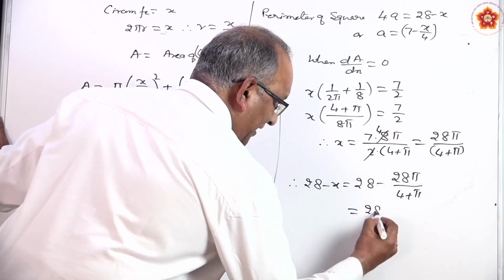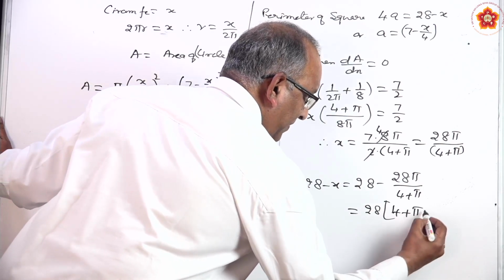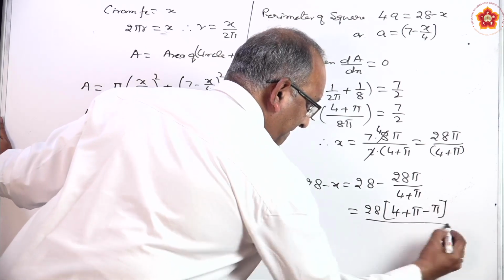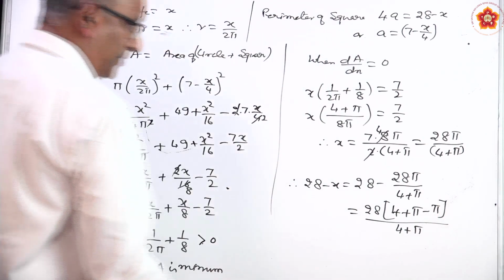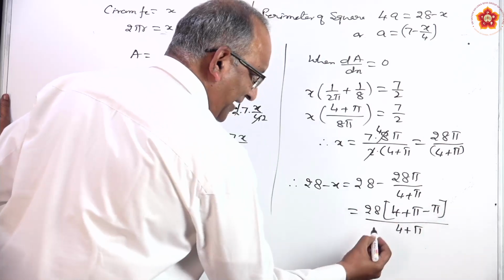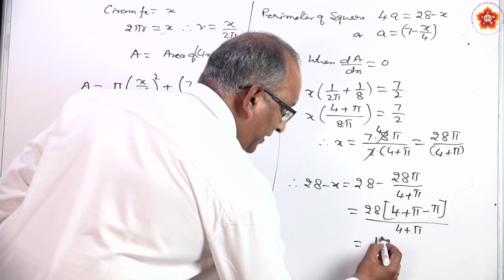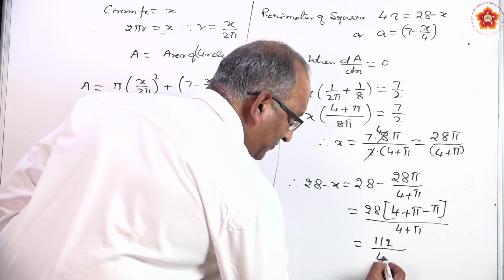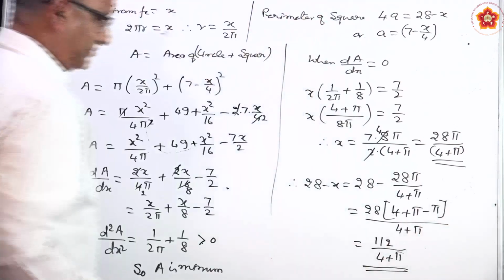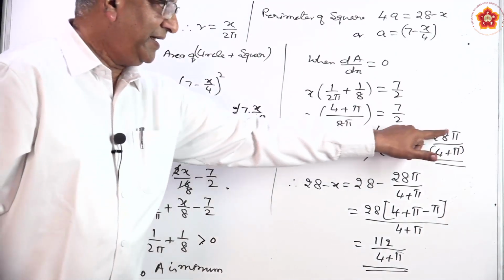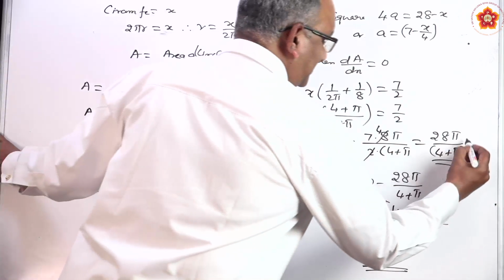28 you can take common. You will have 4 plus pi minus pi by 4 plus pi. Simplify it, these two will get cancelled. 112 by 4 plus pi. This is the second answer. This is the first answer. So the two pieces are 28 pi by 4 plus pi and 112 by 4 plus pi meters.